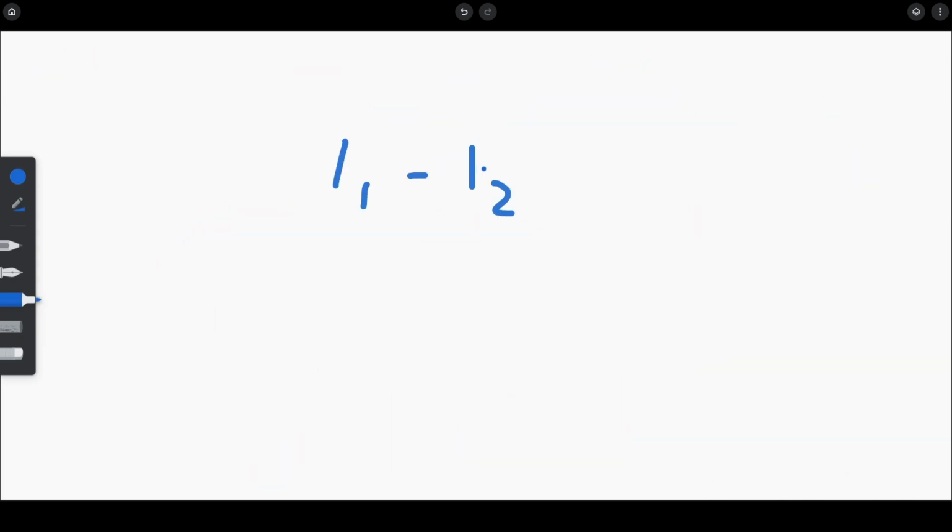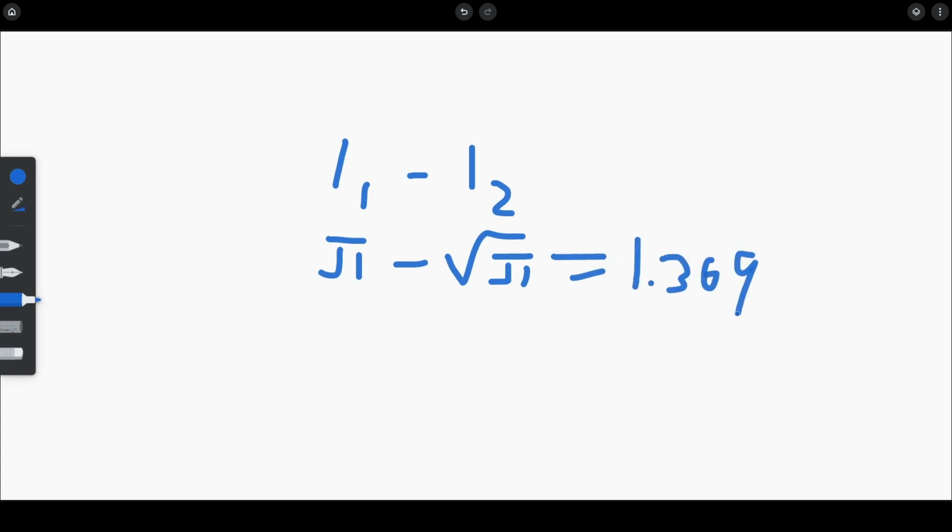This is I2. Now we got I1 minus I2, pi minus the square root of pi. And this comes out to be like 1.369, I said earlier. This is a class constant.